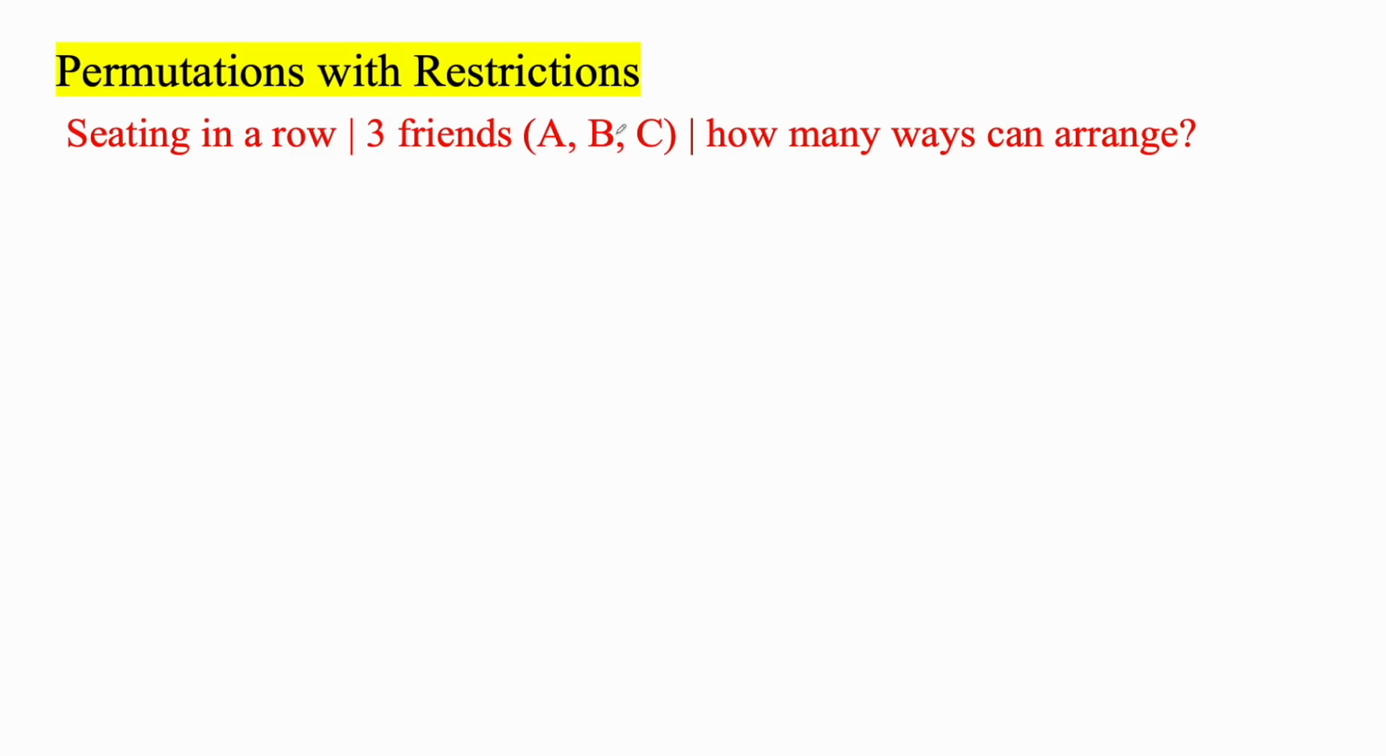How many ways can you arrange them? Now this is a basic counting rule, where we have to use factorial. If we use the little formula, it's 3 factorial. So it's going to be 3 times 2 times 1. So there's going to be 6 ways.